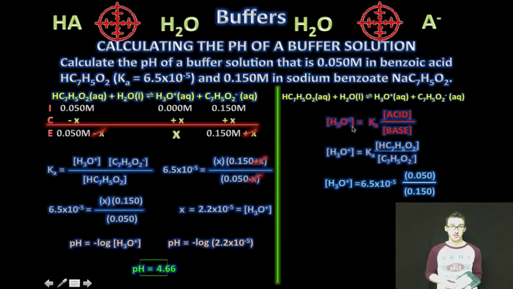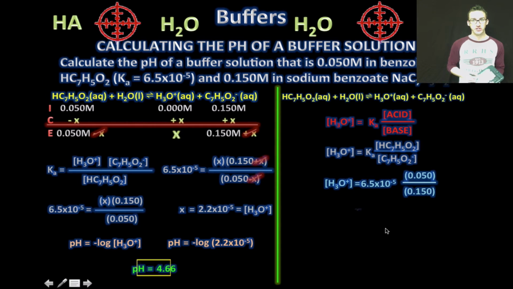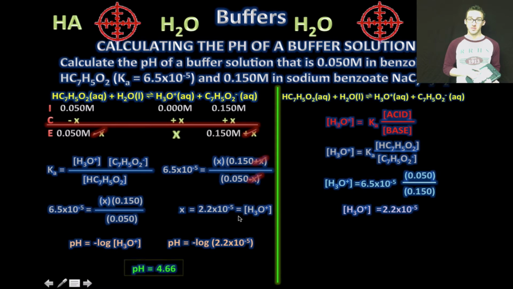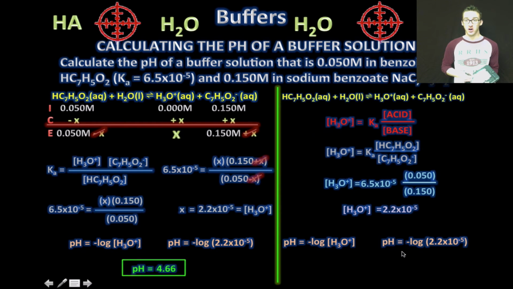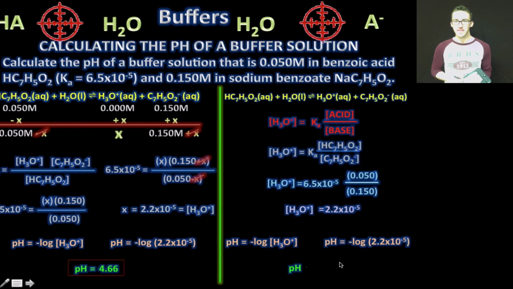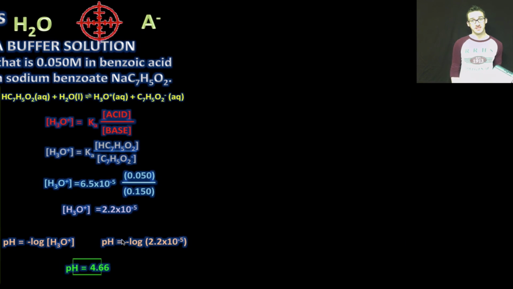Hydronium ion concentration in general is equal to the Ka times concentration of the weak acid over the concentration of the base. In this example, that means 6.5 times 10 to the minus 5 times the concentration of our weak acid, 0.050, over 0.150, the concentration of our weak base. Quick jump to our calculator, we'll solve for the hydronium ion concentration, which is what we ended up with initially, 2.2 times 10 to the minus 5 molar. Plug that into our equation for pH, which is equal to the negative log of our hydronium ion concentration, and then solve for pH. We get 4.66.